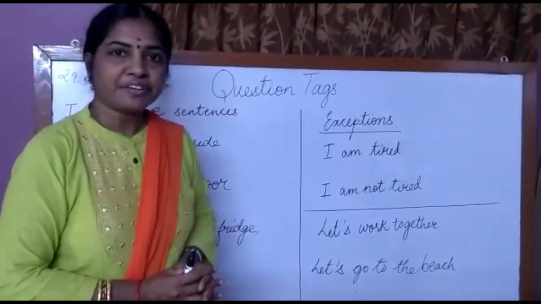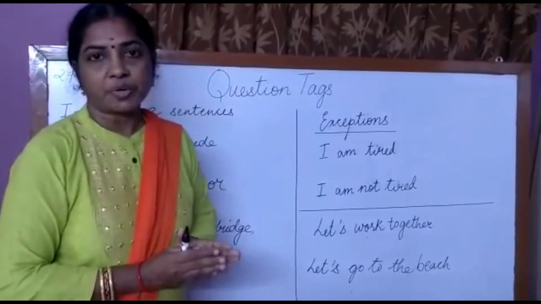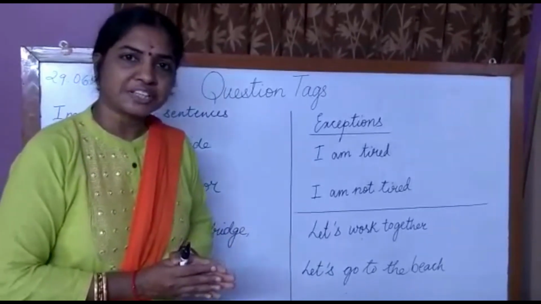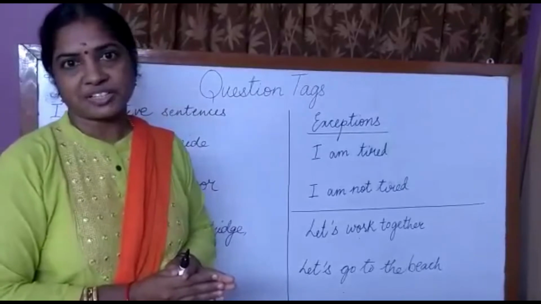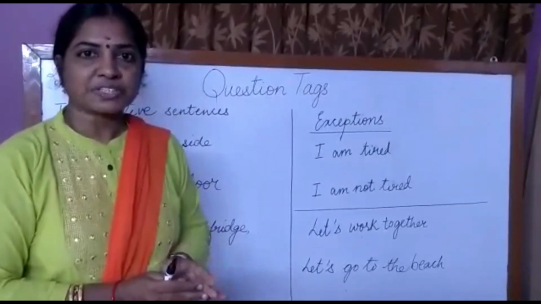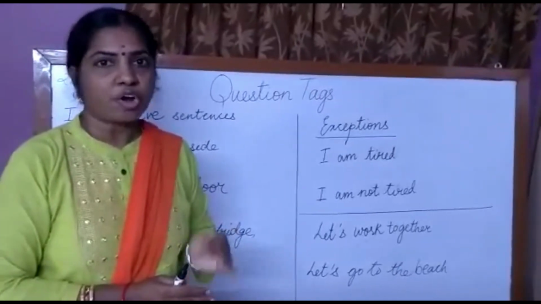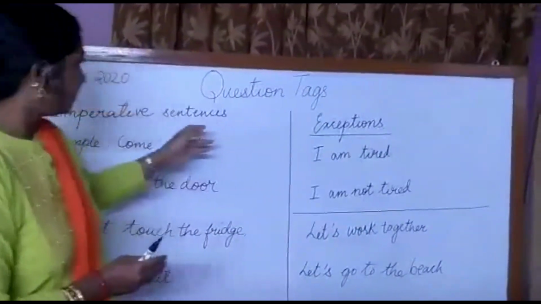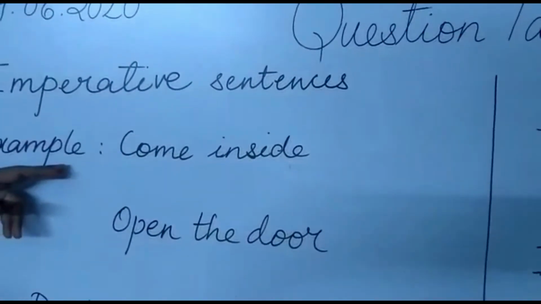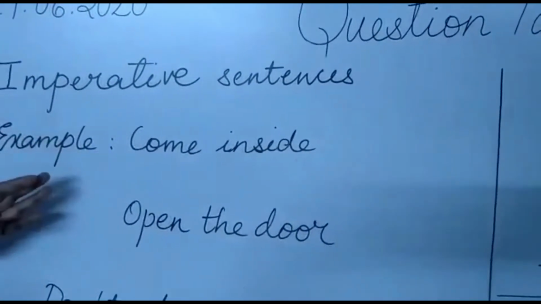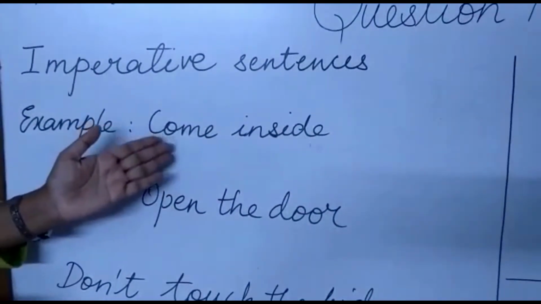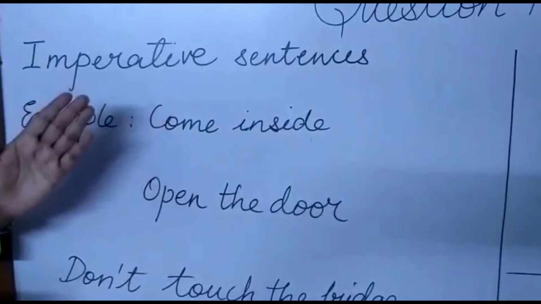Now we'll see how to add a question tag to imperative sentences. We already discussed in the kinds of sentences what imperative sentences are, isn't it? Sentences which express a command, request or order. Now in imperative sentences, let us consider this example: come inside. From the words come inside, you can think that it is a positive statement, isn't it?